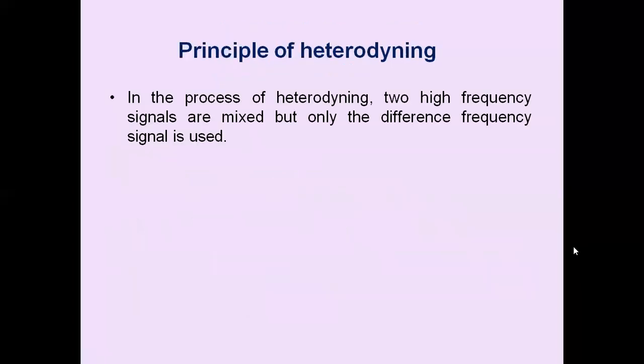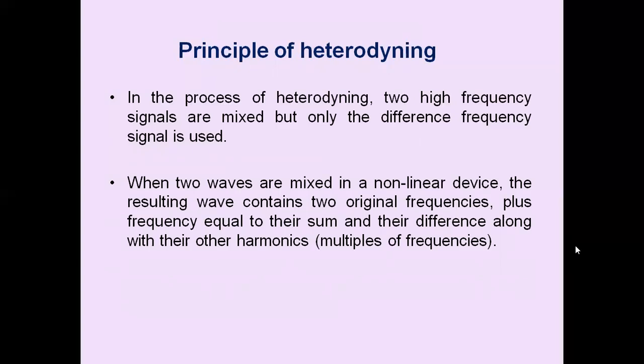Principle of heterodyning. In the process of heterodyning, two high frequency signals are mixed, but only the difference frequency signal is selected. What are the two high frequencies? One is the incoming signal frequency Fs, and the second is the local oscillator frequency F0. When these two are mixed, we get a difference frequency selected. F0 minus Fs is selected. That is always a constant irrespective of Fs.